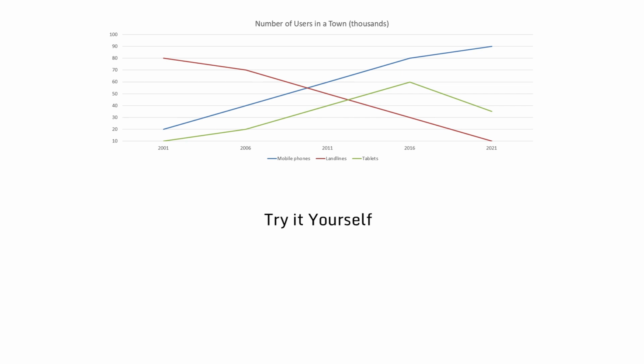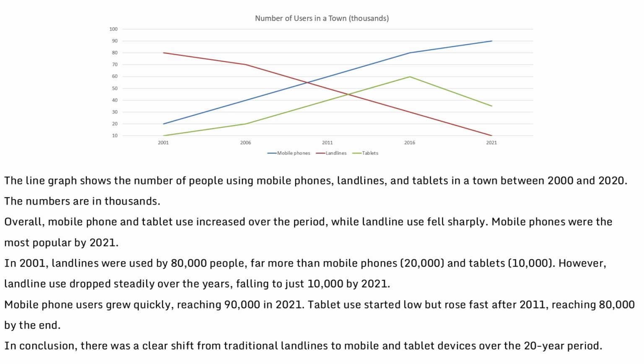Now, it's your turn. This graph shows the number of users of mobile phones, landlines, and tablets in a town from 2001 to 2021. The numbers are in thousands. Pause the video and try to write a quick summary, just 150 words. Include an introduction, an overview, and 2 detail paragraphs. Here's a strong sample answer.